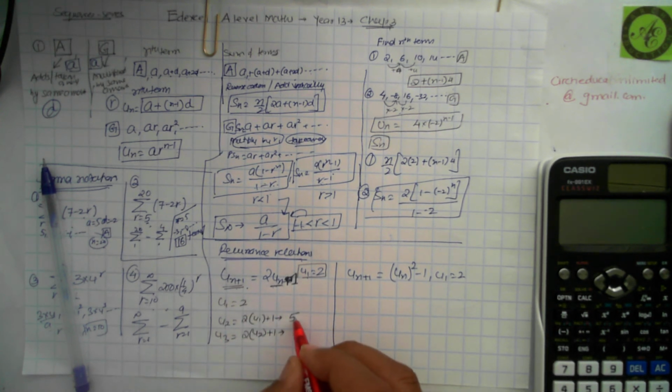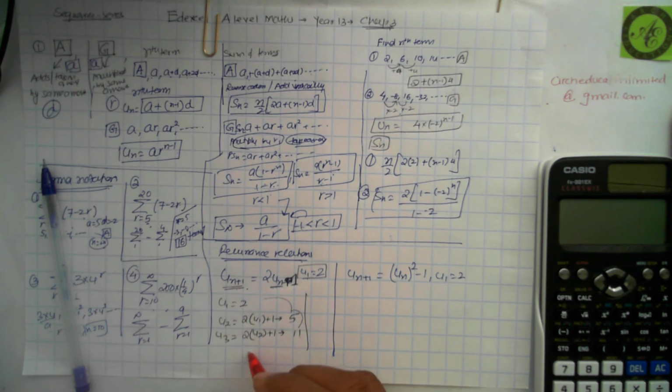So you can see 2, 5, and 11. This is neither an arithmetic nor a geometric series. So be very careful. Find the first few terms.